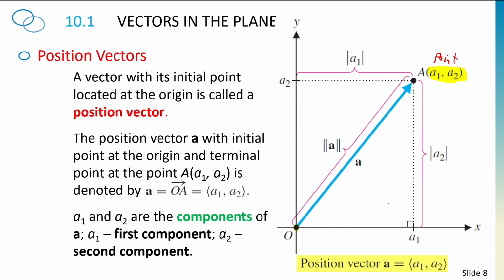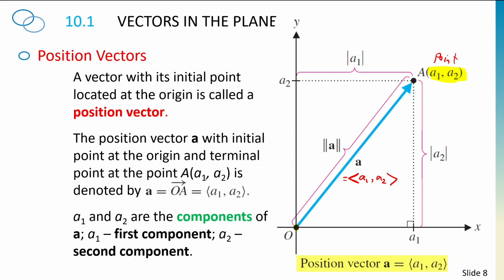You see the notation for the vector: we use the vector a as ⟨a1, a2⟩. They use these two brackets to represent vectors. So this is the vector a, ⟨a1, a2⟩. Now what's this a1, what's this a2? The first one is what we call the first component, and the second one is the second component.